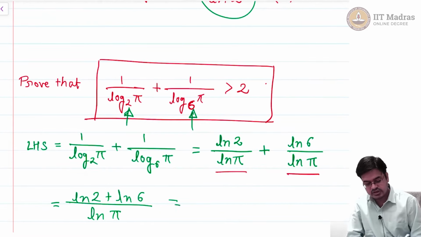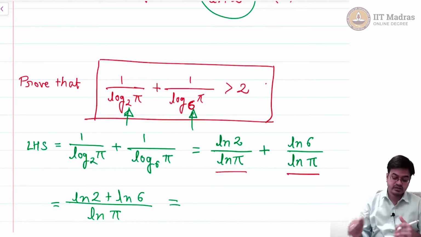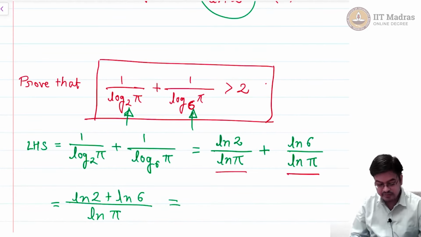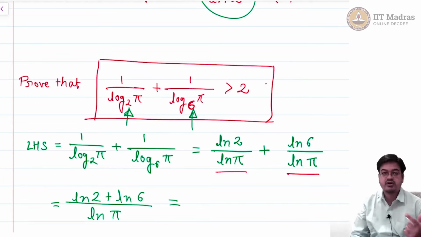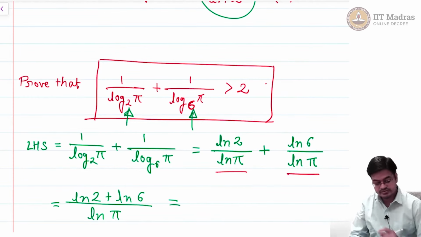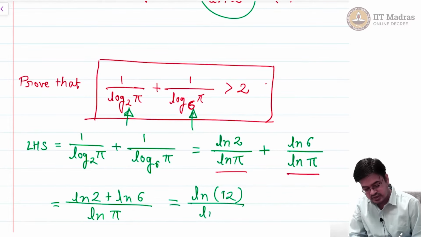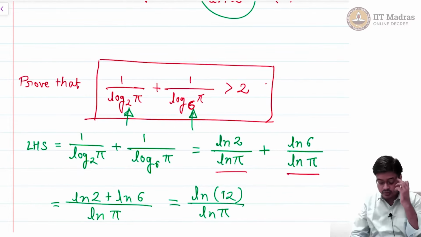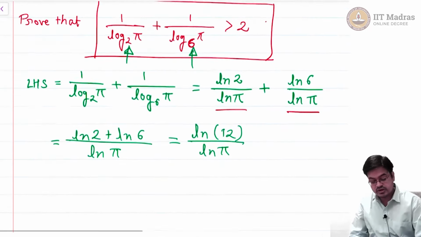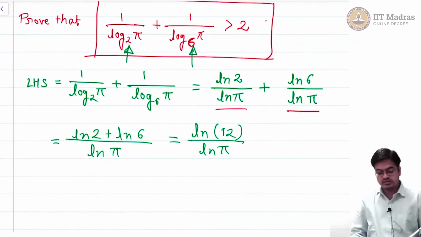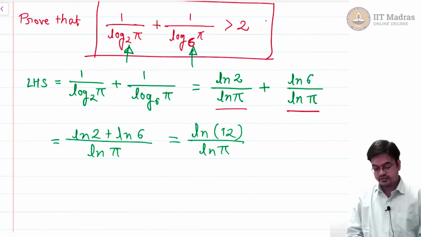Now, do I know something about the laws of logarithm? This is log of a plus log of b. We have already solved this. This is log of a times b. So I know this is ln of 2 times 6, which is 12, upon ln of pi. Okay, now this is about the LHS. So the LHS actually simplified to ln of 12 upon ln of pi.